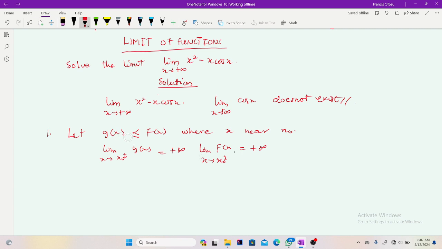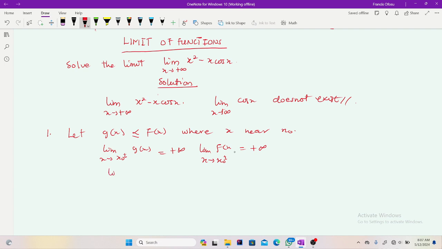I am the smaller function, this is the bigger function. If my limit is approaching infinity, how much more the bigger one? Infinity is something that doesn't end, so obviously the bigger one will also approach infinity. That's the whole concept. Now let's see the second part.